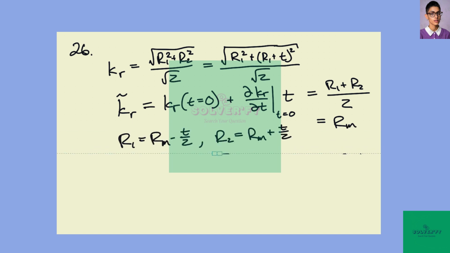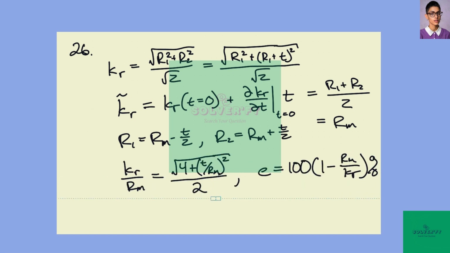Now, we know we can get r1 and r2 in terms of the mean radius and the thickness. And we can then calculate this expression here, kr over rm. So we have kr here. We can divide it by rm, and using these relationships we can get r1 and r2 in terms of the mean radius and the thickness. And after some algebra, we wind up with this ratio here is the square root of 4 plus (t over rm) squared, all over 2.